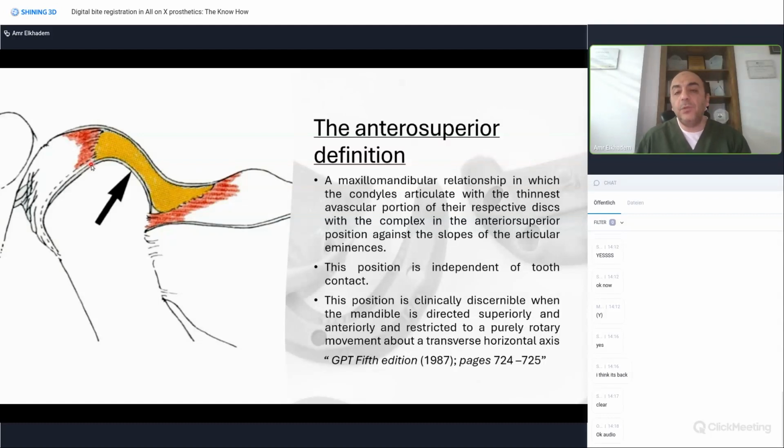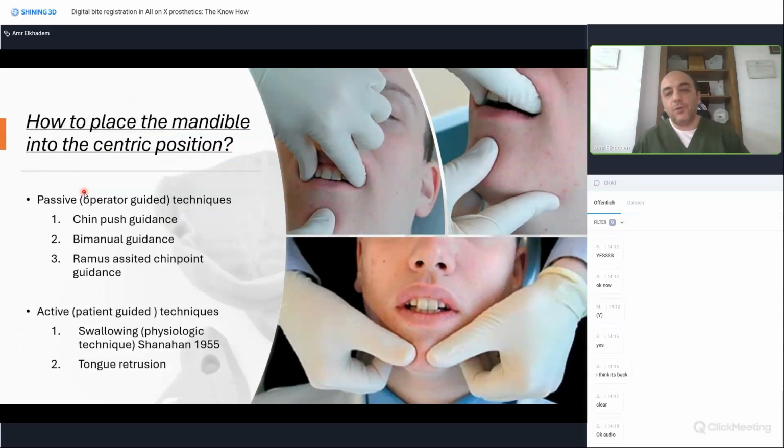And actually, I'm telling you the definitions not for the sake of the definitions, but because the technique of registering the jaw relationship has changed. And this brings me to the important clinical question, which is the aim of the past like 5-10 slides, which is how to place my condyle in the centric? Actually, we have two main ways, what we call the passive techniques. And the passive techniques means that it's operator guided, which means that the operator is the one who's gonna guide the patient into the centric position.